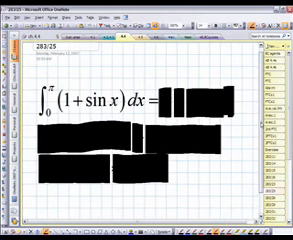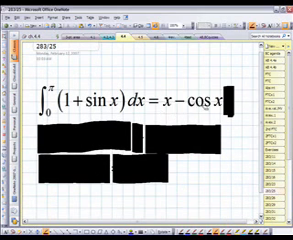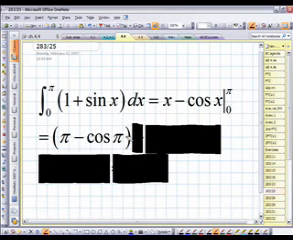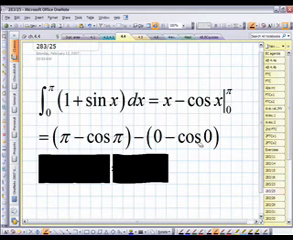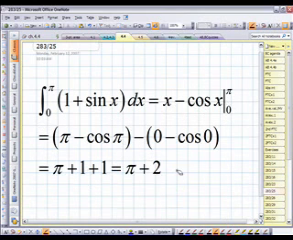Okay, some trigonometry. Integral of 1 is x. Integral of sine is negative cosine. And now we plug in the upper limit, minus, plug in the lower limit, and evaluate all of this. And we end up getting exactly pi plus 2.